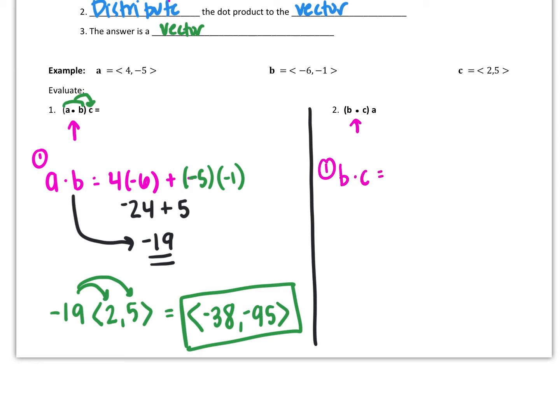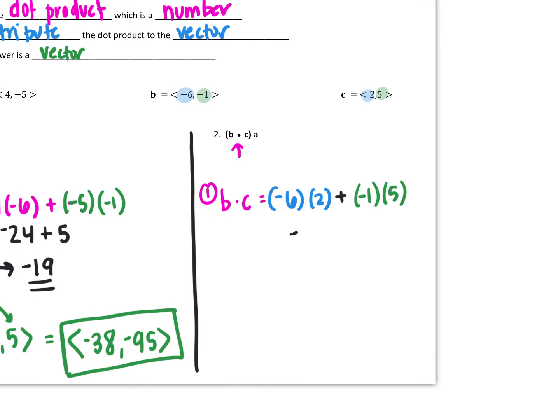To find the dot product between those two vectors, you're going to look at B, find the first piece, look at C, find the first piece, and multiply those together. So we have -6 times 2. We're then going to add it with the second components multiplied together, so -1 times 5. Boil it down to get your one number. So we have -6 times 2 is -12, plus -1 times 5 is -5. -12 plus -5 is equal to -17. So when we found the dot product, B dot C, we just found a single number, -17.